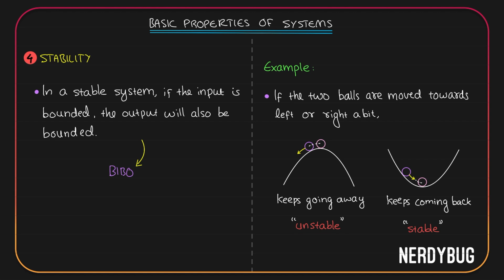In both cases, we gave a bounded input. All we did was a simple push. But in the first case, the output went out of our hands. In the second case, though, the output was also bounded, it simply came back.